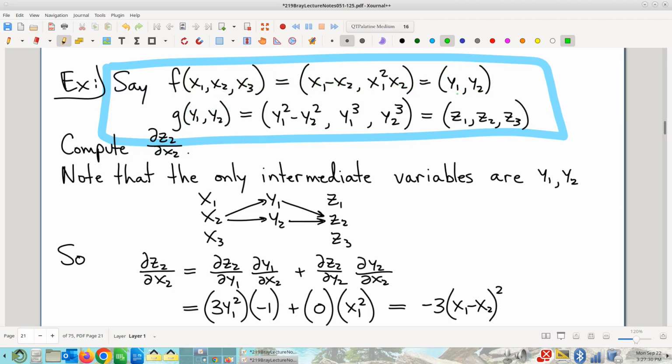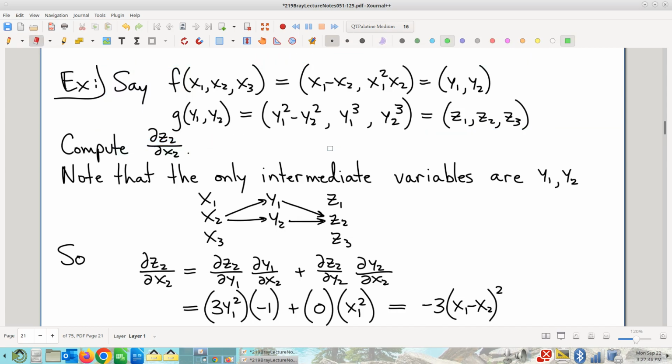And let's see here. We are going to be interested in computing the partial of Z2 with respect to X2. Right? Input variable, output variable. How are we going to compute that partial derivative?